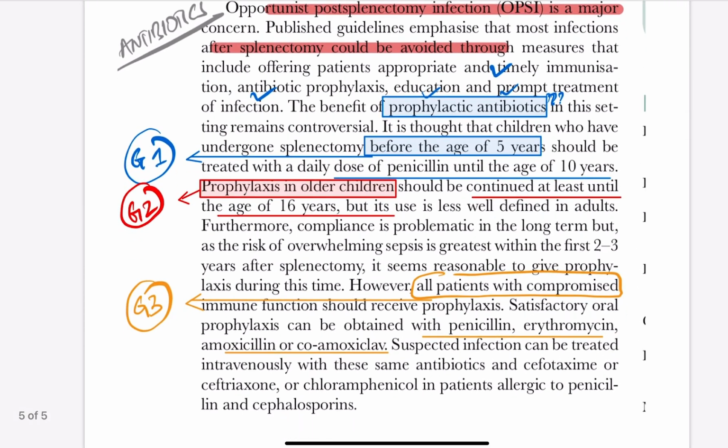So there are 3 take-home points regarding antibiotic prophylaxis. For any child who has undergone splenectomy before the age of 5 years, he has to be treated with a daily dose of penicillin till the age of 10 years. This is point 1. If the child is less than 5 years and has undergone splenectomy, continue the antibiotic prophylaxis till the age of 10 years. And if the child is an older one, you have to continue the antibiotic prophylaxis till the age of 16 years at least, after which you can discontinue and give antibiotics SOS as required.